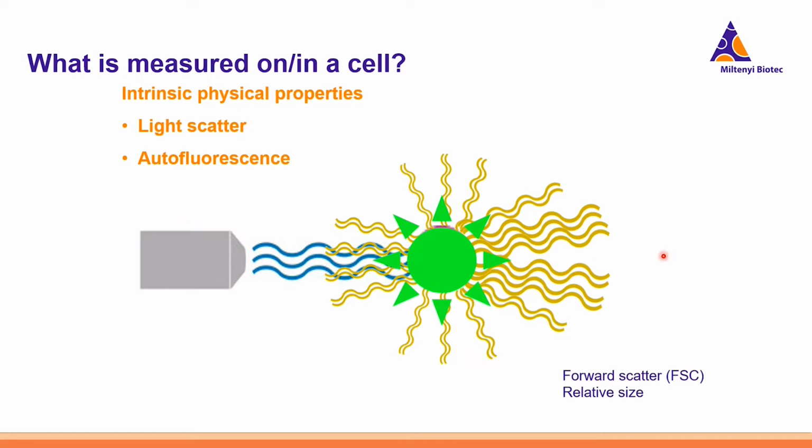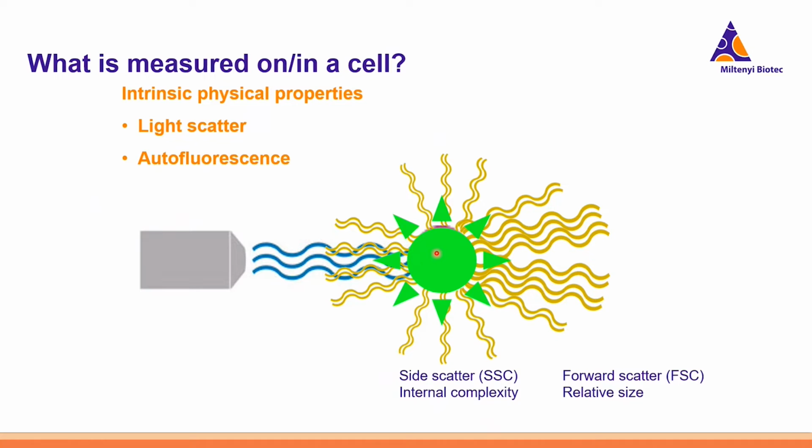And with the forward scatter, we can determine relative cell size. And that's what you're seeing with these wavelengths here. This is our forward scatter, and the detector would be in front of it. So it's almost like a shadow of a cell. Now there's also going to be a signal coming off of the side at a 90-degree angle, and that is our side scatter. And the side scatter is able to pick up internal complexity inside the cell.